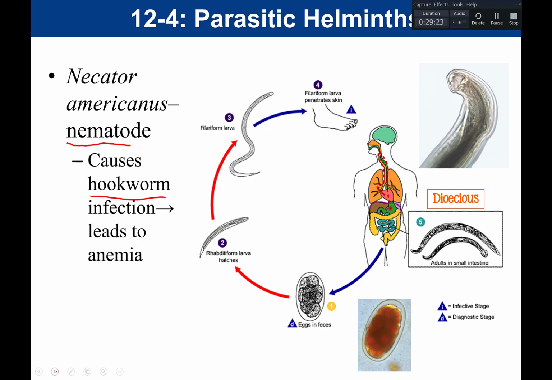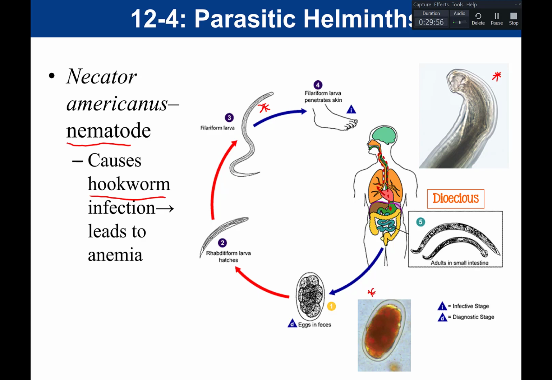In terms of stages to know on the exam, you need to know the adult. So this is the head of the adult, and its mouth has these little hooks which allow it to attach to the intestine. You need to know the falciform larvae. This is the stage that is infectious, which we'll talk about in a minute. And then you need to know the egg.